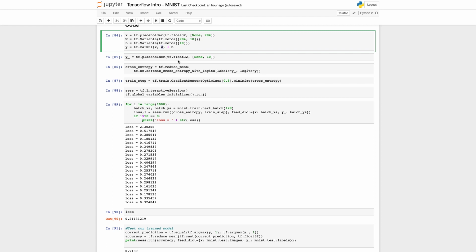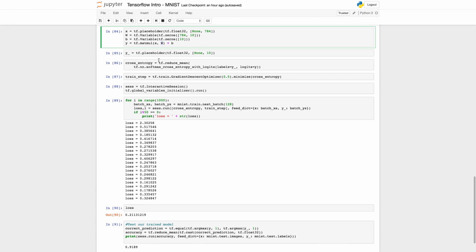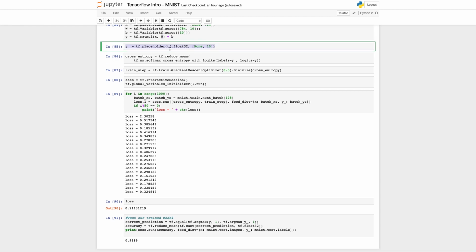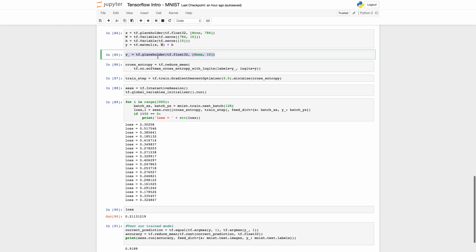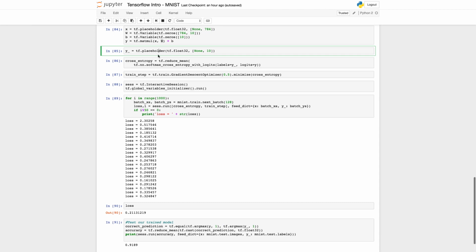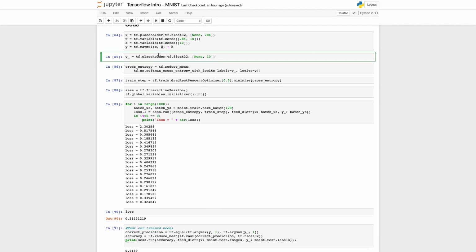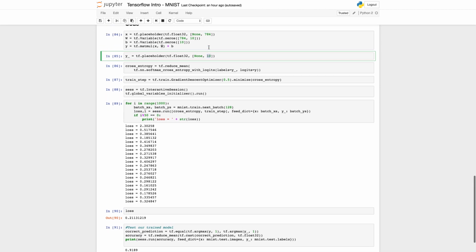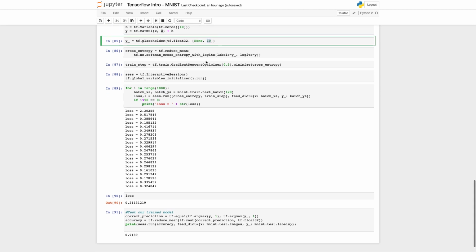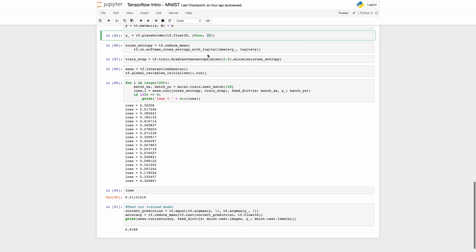Now, we're making another placeholder. This is where we're going to put our labels from our data set, the ground truths. This is also going to be a placeholder because we're not going to be tuning it around. This is static data that we get from the data set, and it's also described as None and 10 because of the classes.